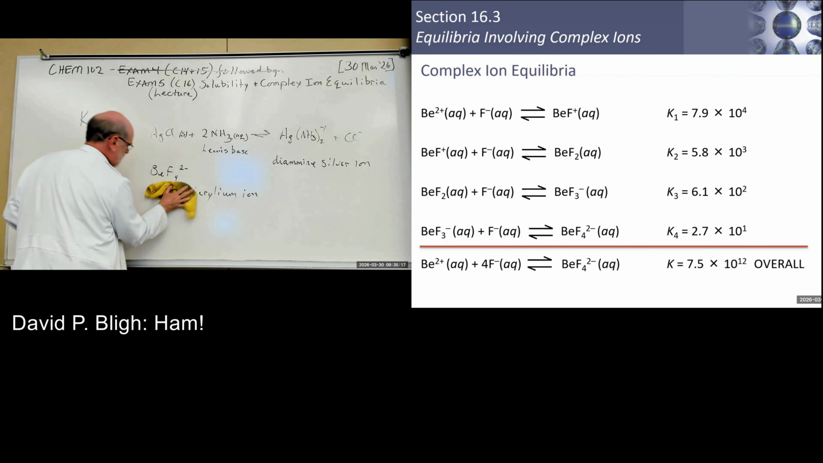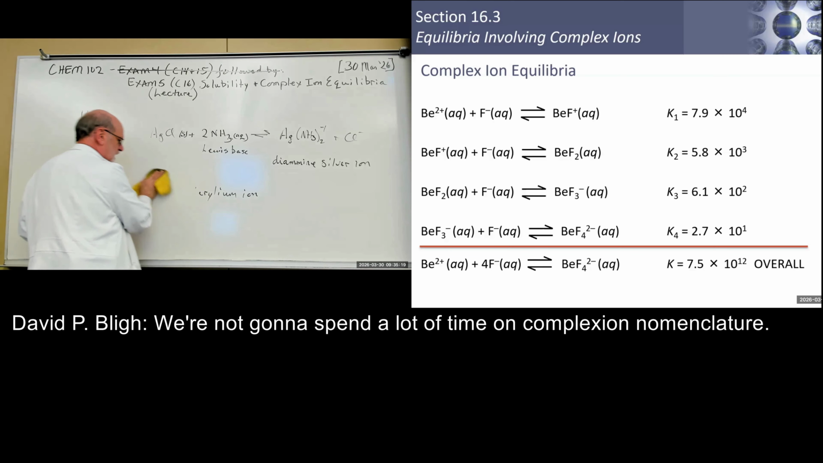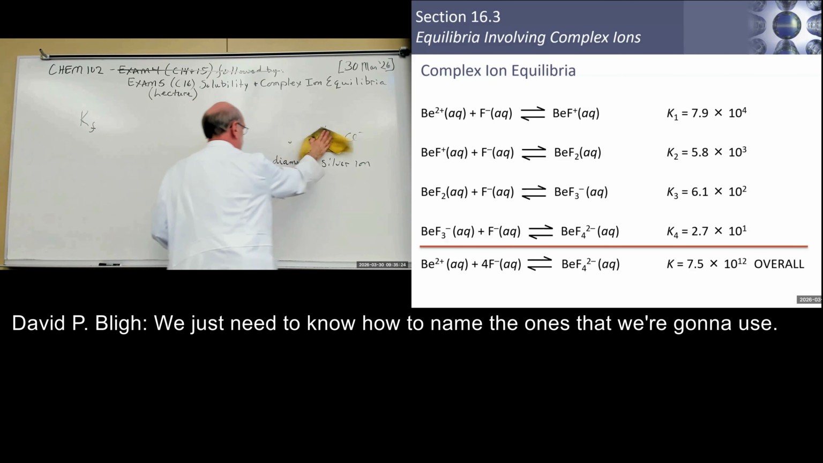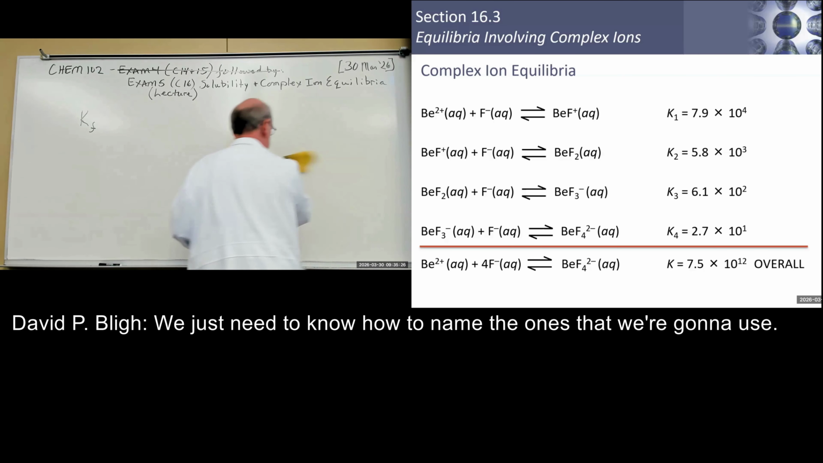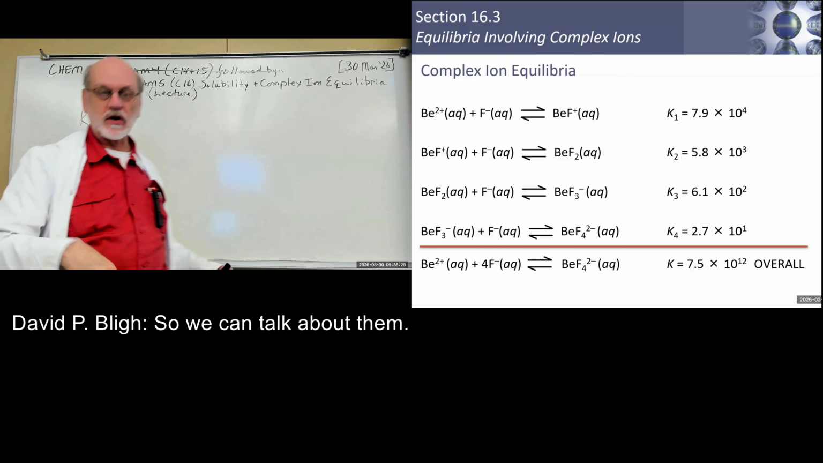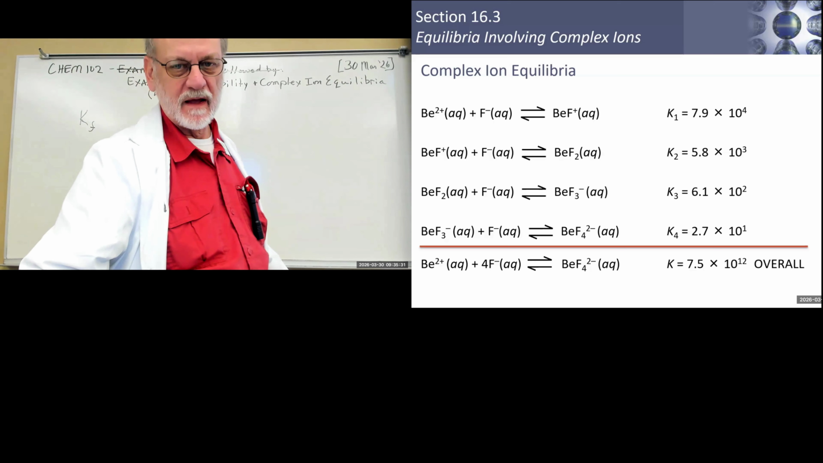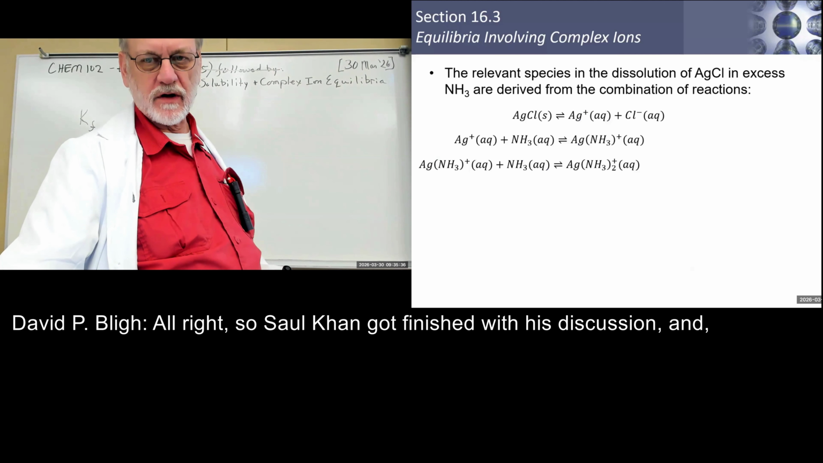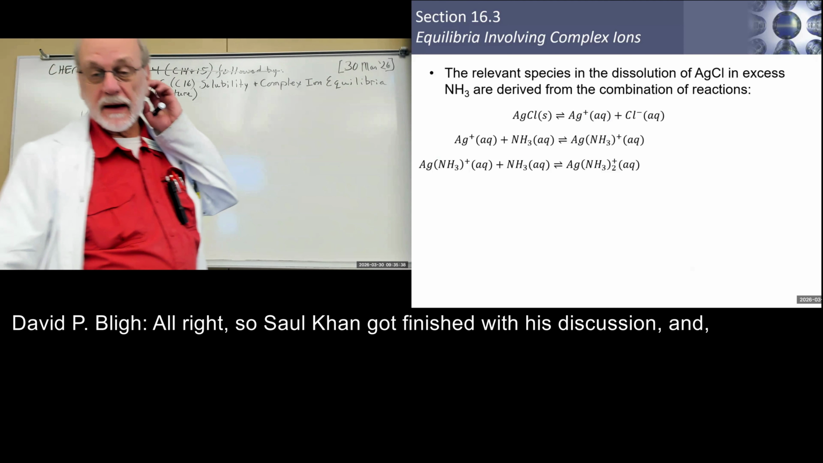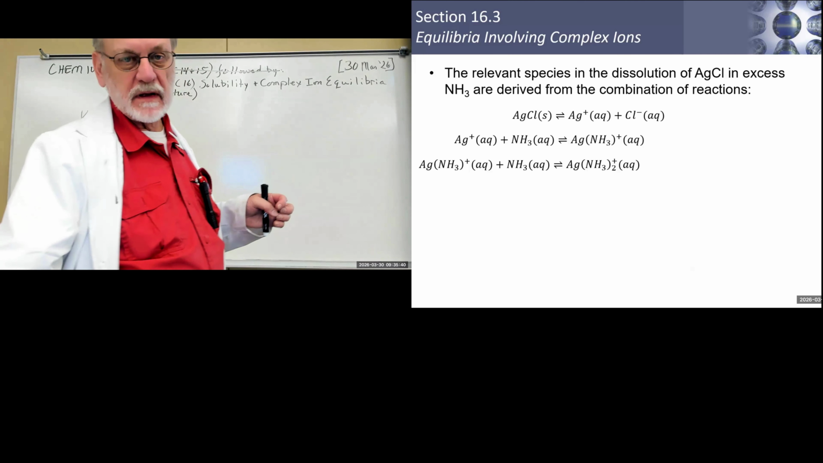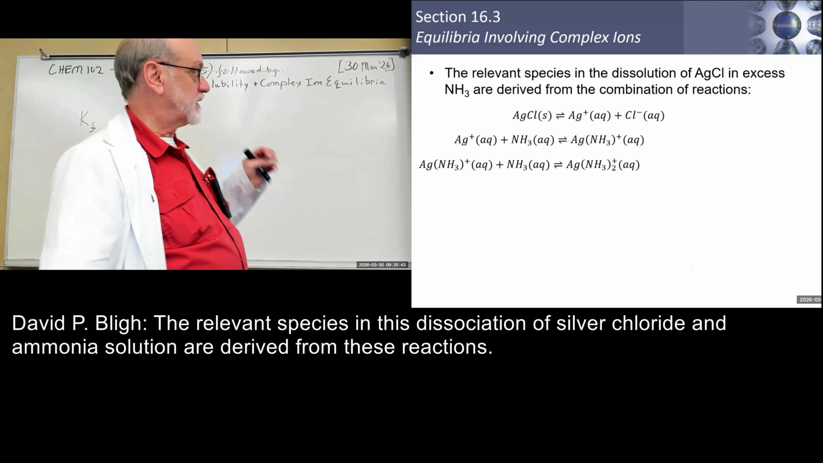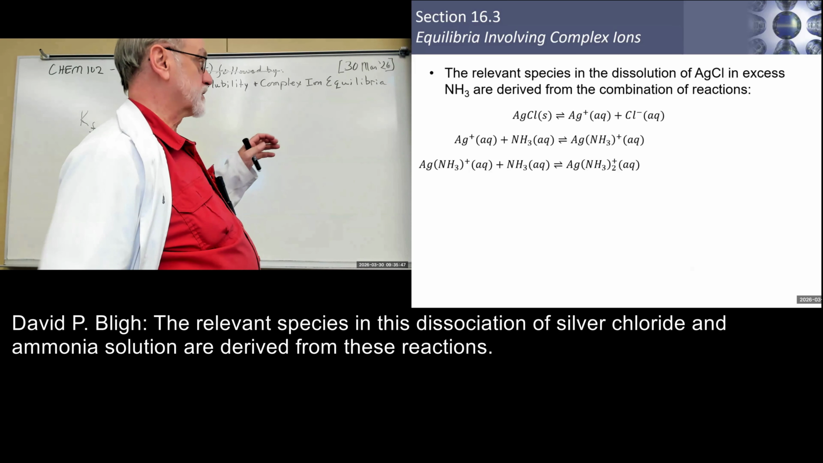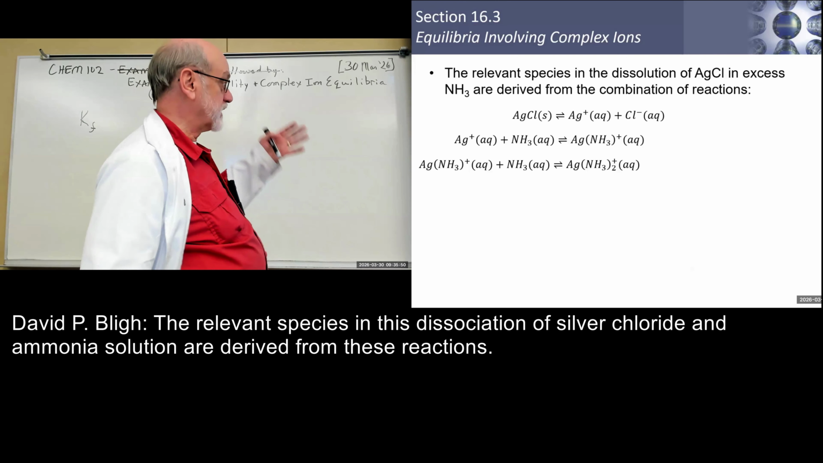All right. We're not going to spend a lot of time on complex ion nomenclature. We just need to know how to name the ones that we're going to use so we can talk about them. All right. So Saul Kahn got finished with his discussion. And the relevant species in this dissociation of silver chloride in ammonia solution are derived from these reactions.